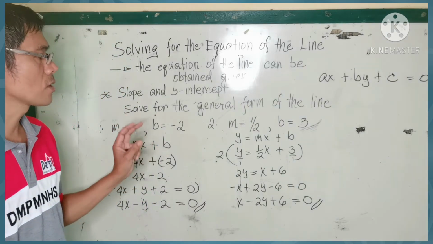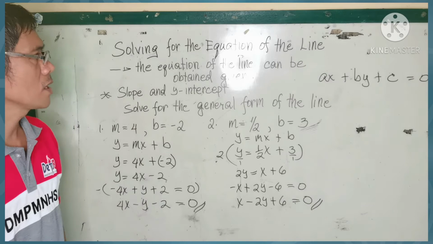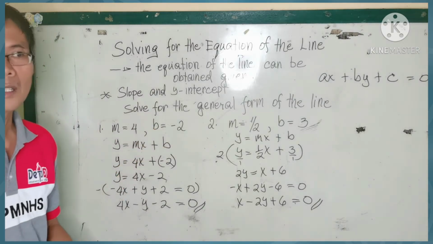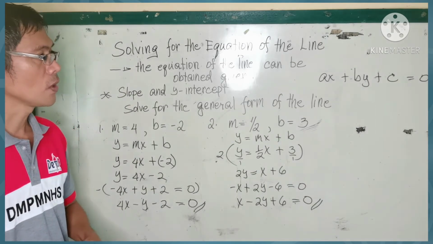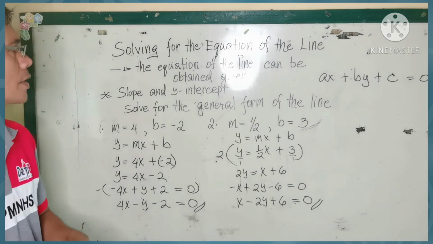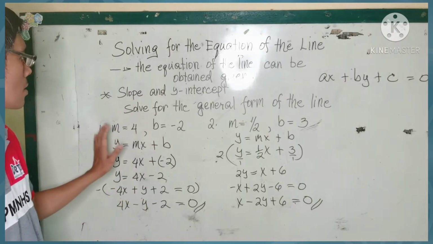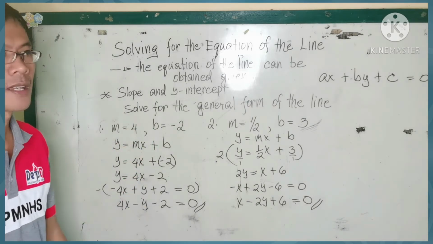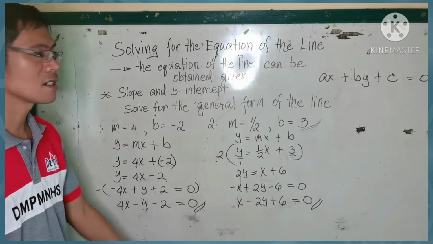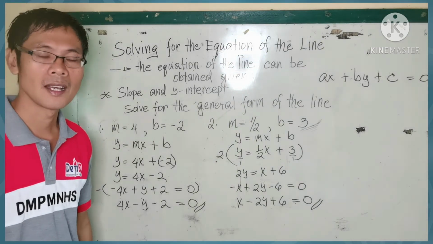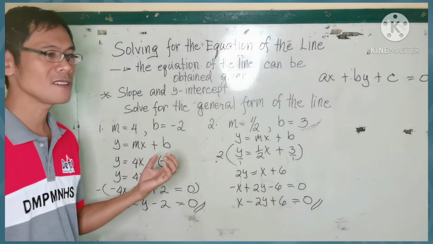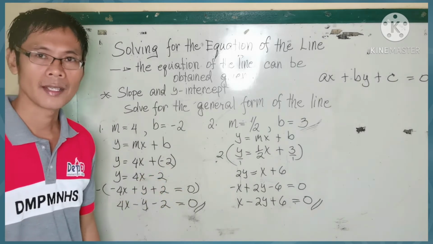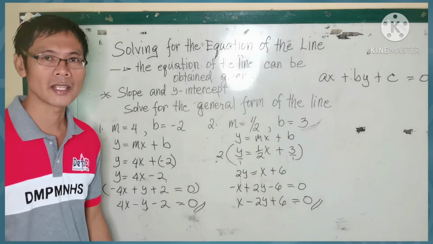So that's how we solve or obtain the equation of the line given the slope and the y-intercept. If we are to obtain or solve for the equation of the line given the slope and the y-intercept, the very first thing for us to remember is the slope-intercept form of the equation of the line. Because from the slope-intercept form, we can solve for the equation of the line. Okay? So I just hope that you did follow.